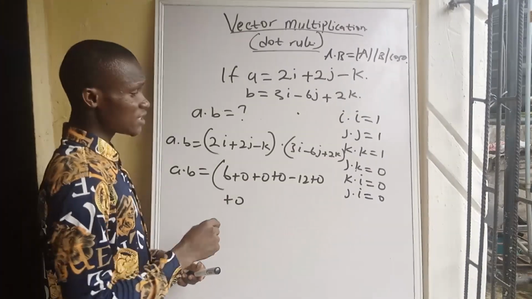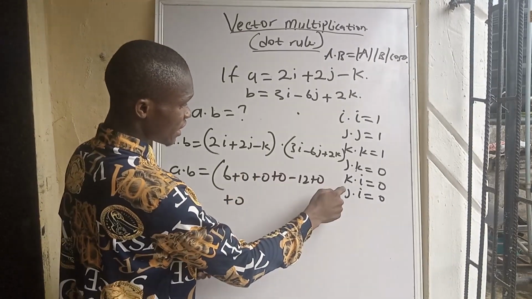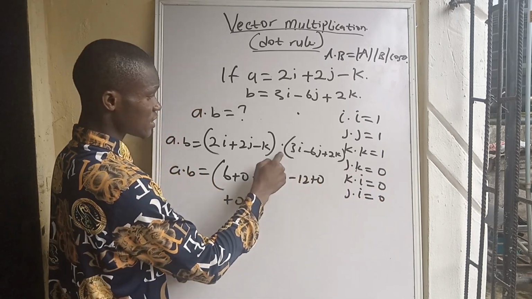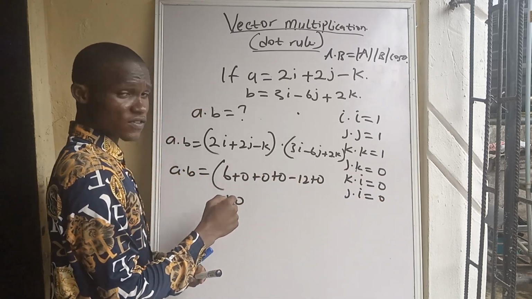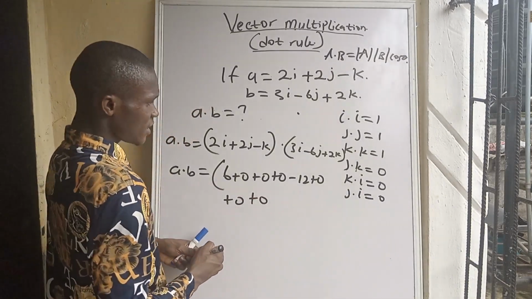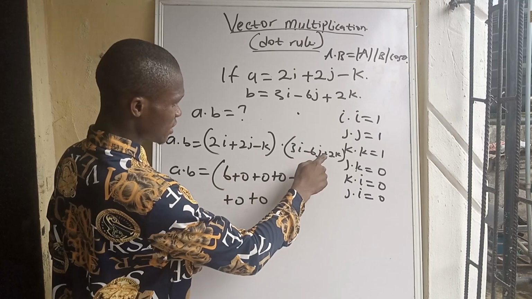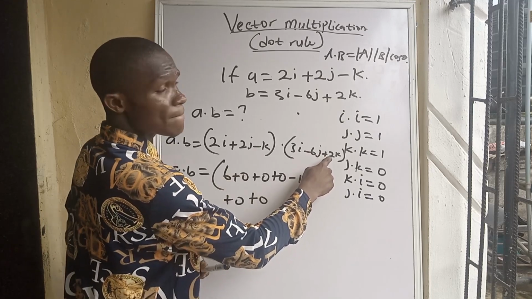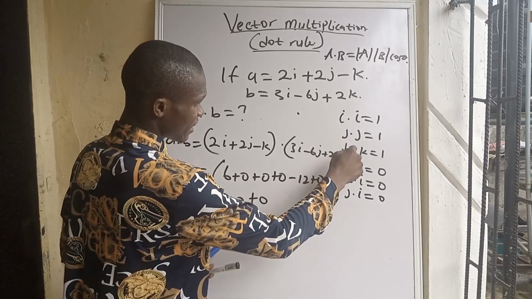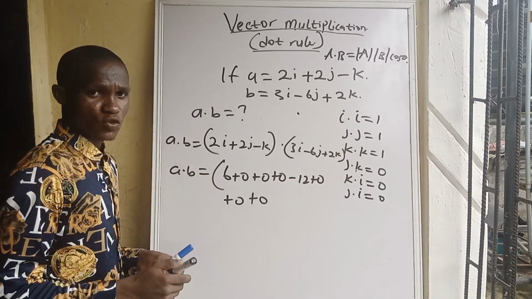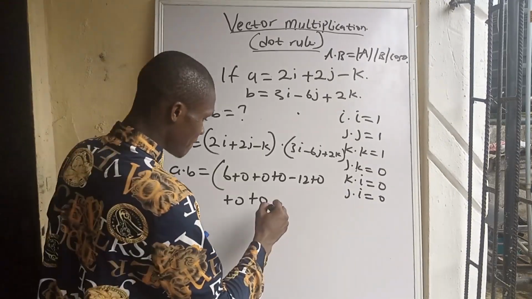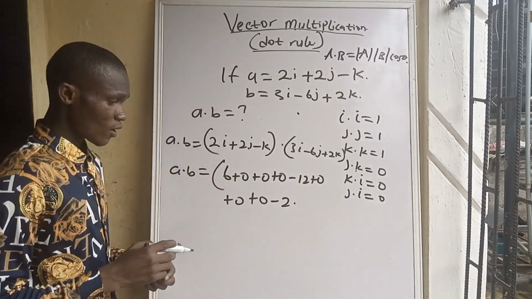right? Positive 6. Then k dot j, j dot k is equal to 0. So 0 times positive 6 is going to give us plus 0. Then coming to this last one, minus 1 times 2 is going to give us minus 2. k dot k is going to give us 1. So minus 2 times 1 is going to give us minus 2. So what are we left with?